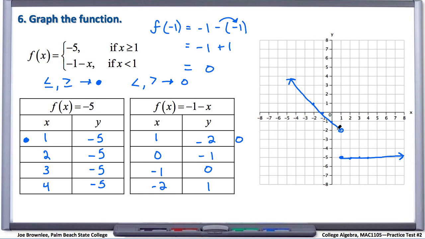Make sure that you're paying attention to the inequality symbol used. Less than or equal to, greater than or equal to, you need to plot that particular point with a closed circle. If it's just a less than or greater than, you're plotting with an open circle. All right, but there's number 6. We graphed our piecewise function. Let's take a look at number 7. I'll see you there.